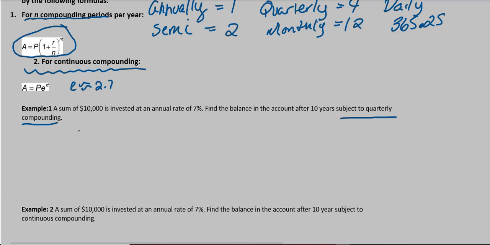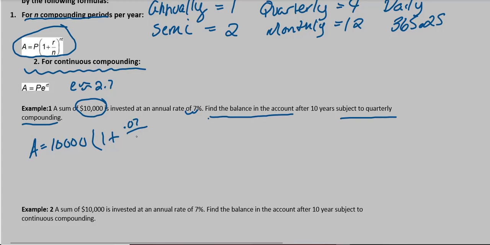So, what is my A? We're trying to figure out what my A is because we want to find that balance. Okay? So, what is my principal amount? My principal amount is $10,000. So, A equals $10,000. And that'll be 1 plus, what is my interest rate? Well, I have it as 7%, but remember I need it in decimal form. So that would be 0.07. Now, how did I do that? You just move your decimal place over 2 places, and that'll give you the decimal form.